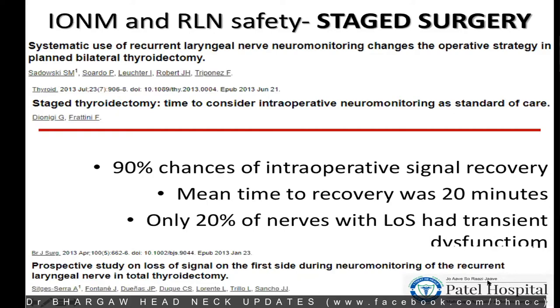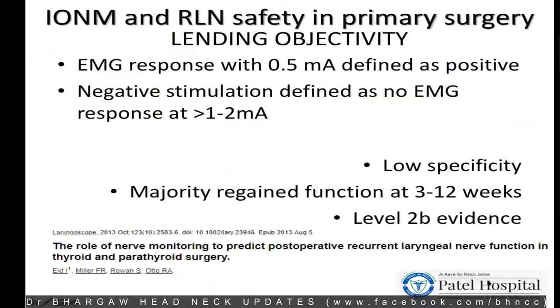That is something that can be done in up to intermediate risk thyroid cancer. But for high risk thyroid cancer, you don't really want to go in again. And there are some more objective criteria that have been used to study this a little further. Remember that these findings have low specificity, and just like the prior paper that we quoted, even if the patient had a transient recurrent laryngeal nerve palsy and had regaining of loss of signal, if something happened in those 20% of cases, the majority regained function at 3 to 12 weeks.